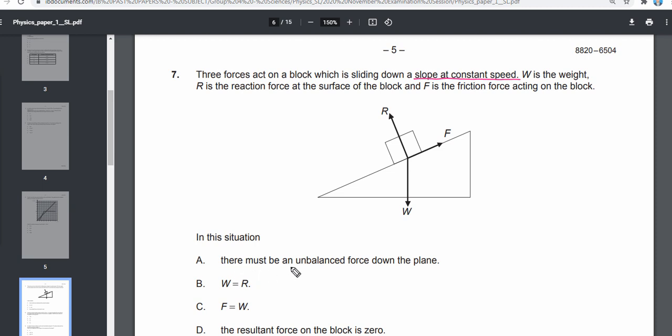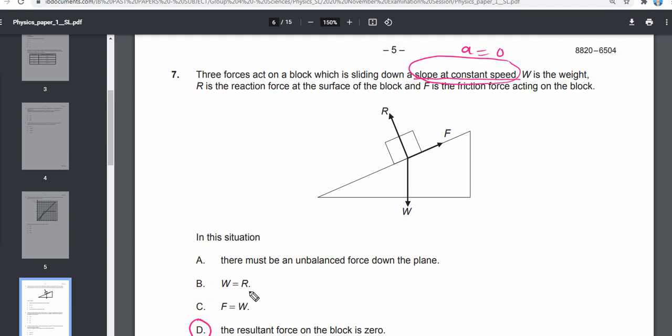Now in this situation we have to choose which option will be correct, A, B, C or D. It says there must be an unbalanced force down the plane. Well, if there is an unbalanced force down the plane, then there would be some acceleration, but over here it says the object is moving downwards at a constant speed, so the acceleration is 0. So when the acceleration is 0, the resultant force will also be equal to 0. So for me, option D will be the correct one, but let's see option B and C as well.